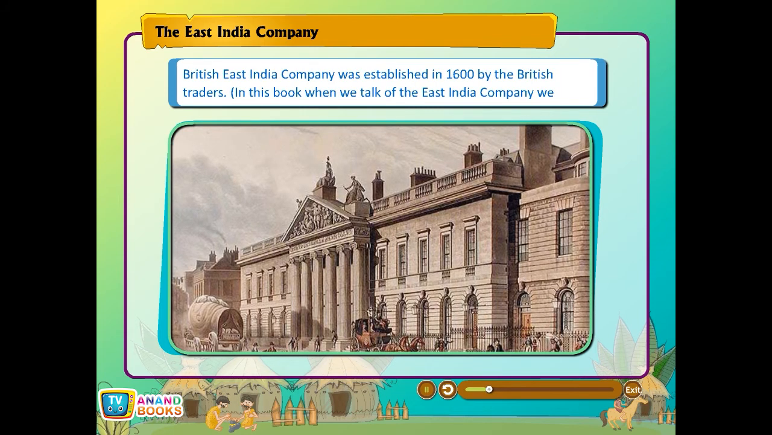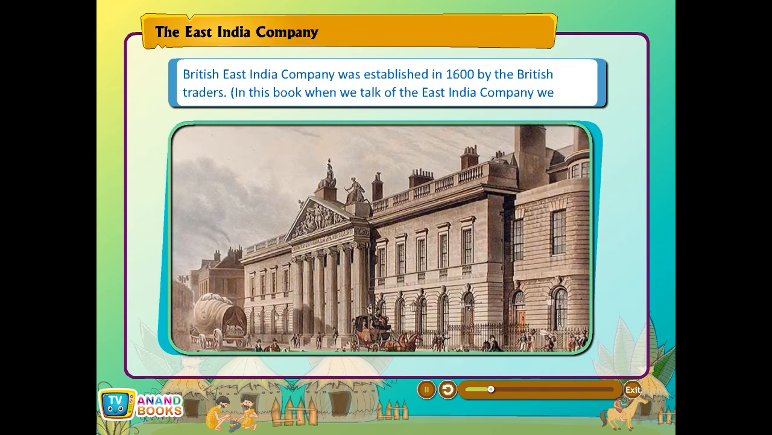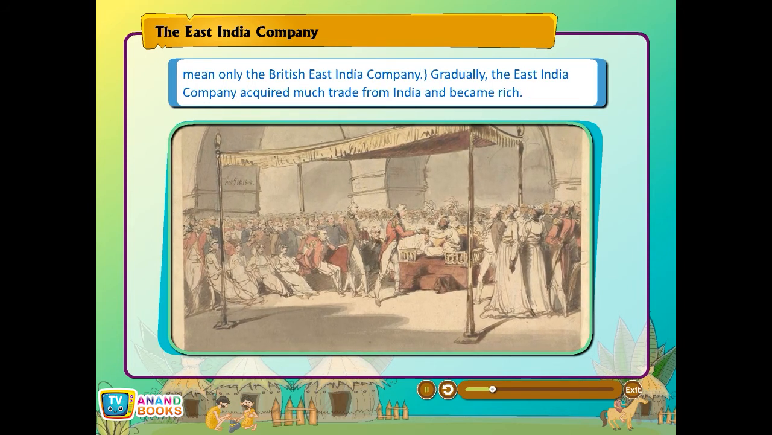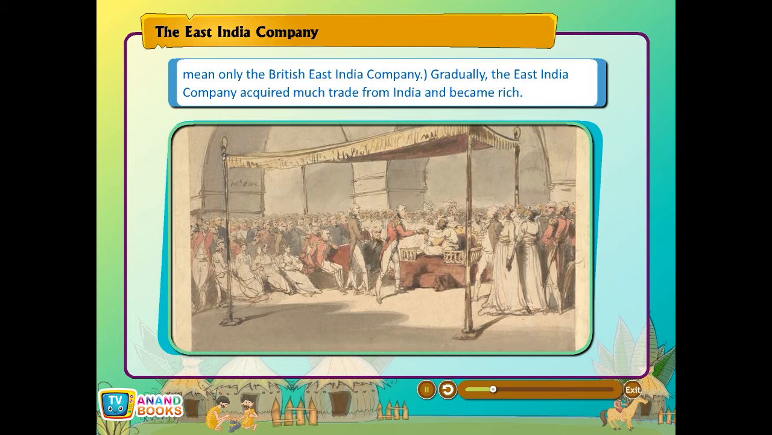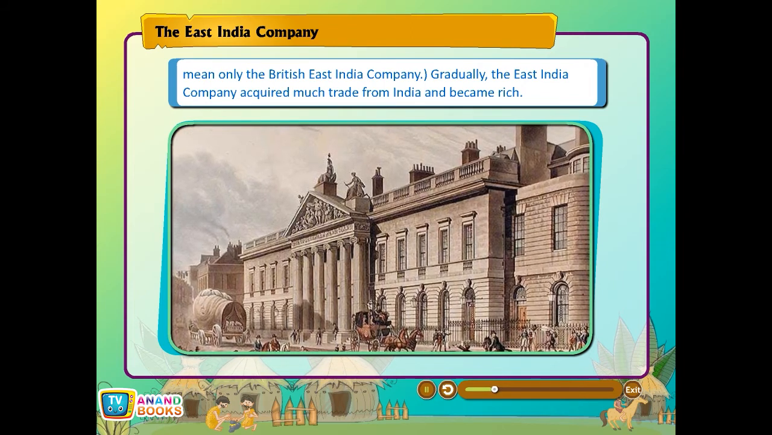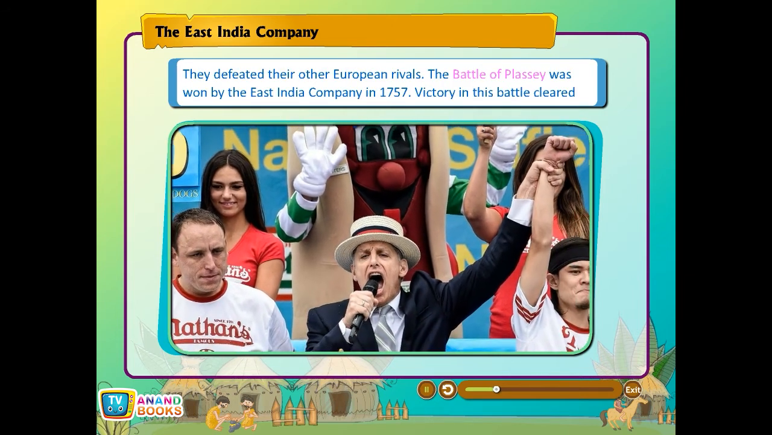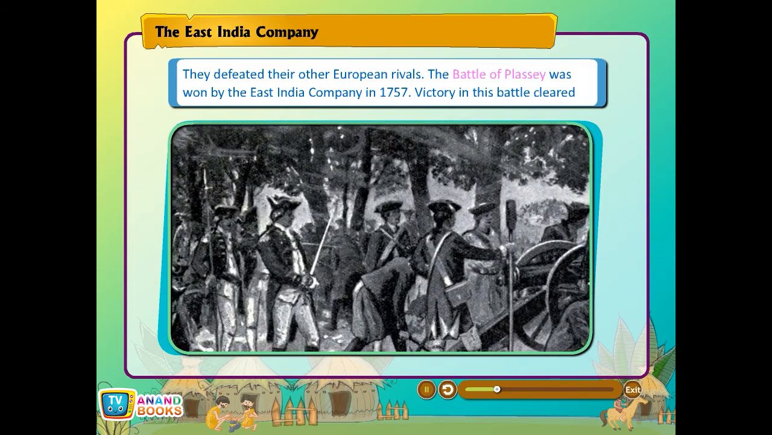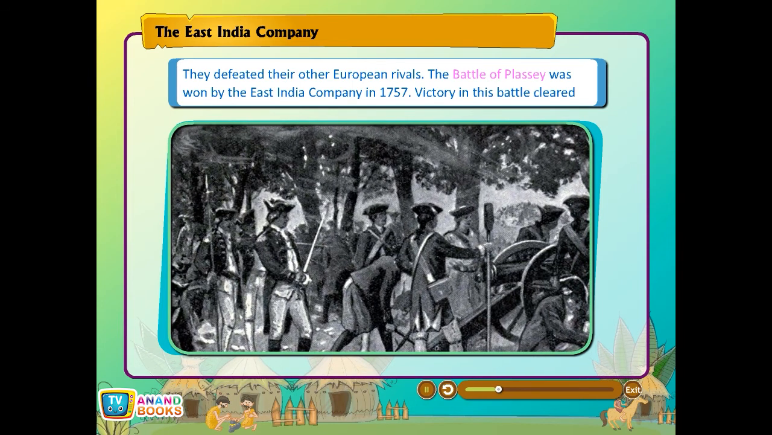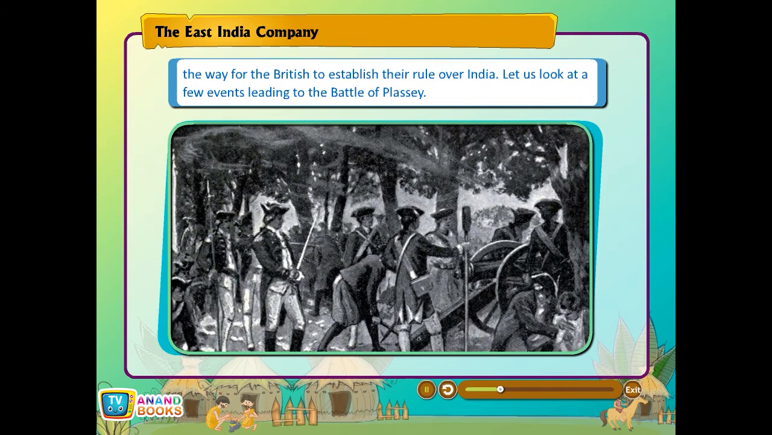The East India Company. British East India Company was established in 1600 by the British traders. In this book, when we talk of the East India Company, we mean only the British East India Company. Gradually, the East India Company acquired much trade from India and became rich. They defeated their other European rivals. The Battle of Plassey was won by the East India Company in 1757. Victory in this battle cleared the way for the British to establish their rule over India.